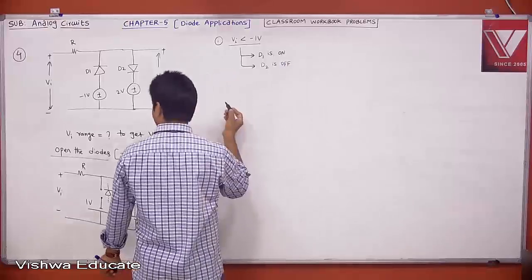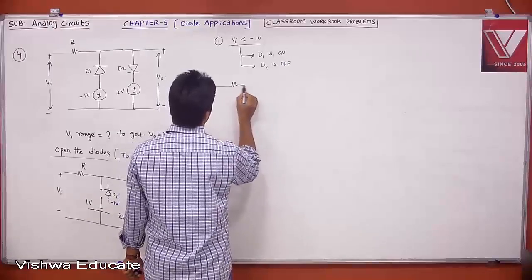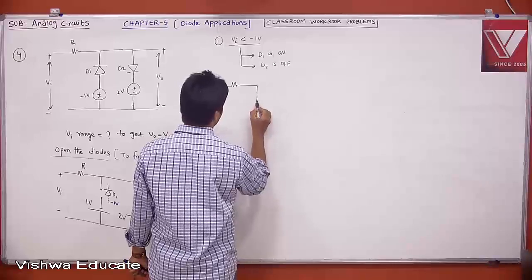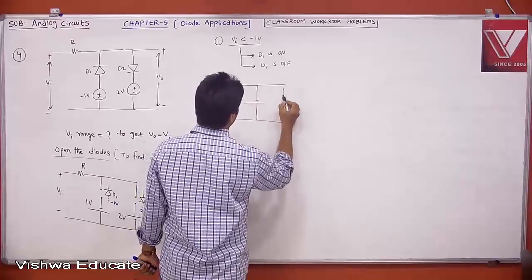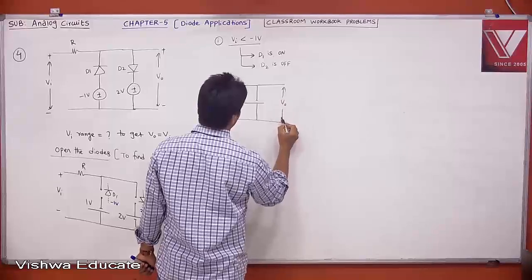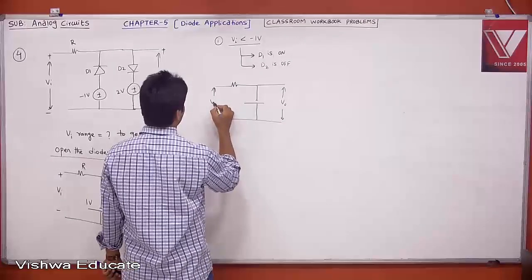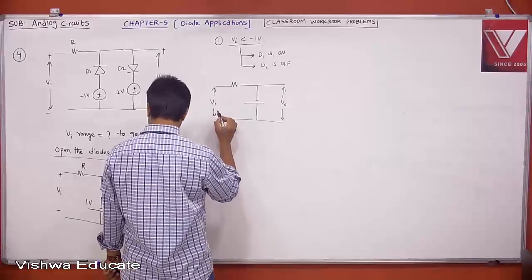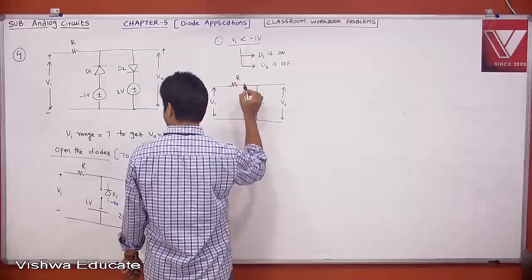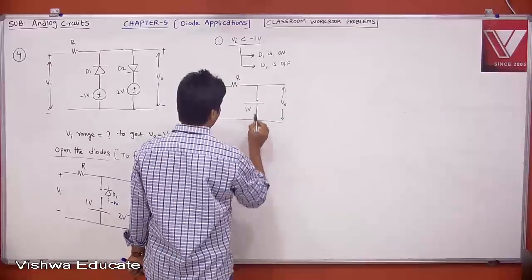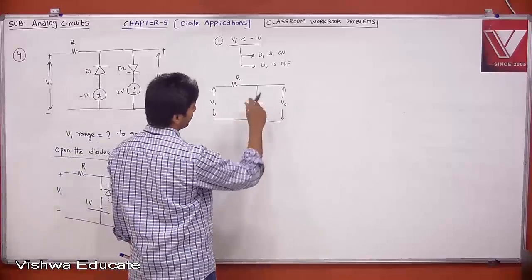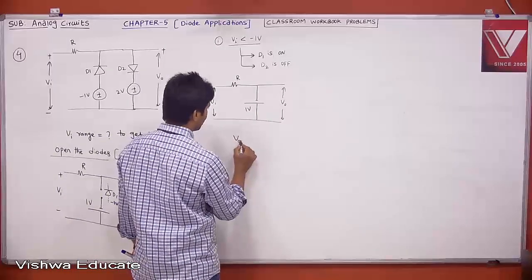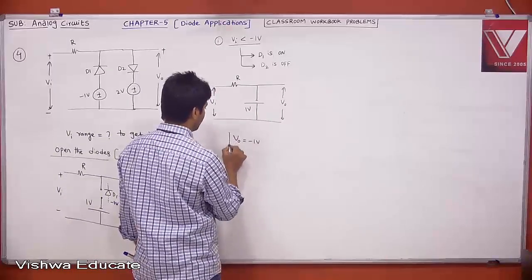Then you take the circuit, you know the status. Your diode D1 is on, this is the battery, and diode D2 is off. Now this is your V naught, this is your Vi, this is your R, and this is your 1 volt. Now tell me what your V naught is. V naught is nothing but the same battery. Therefore V naught is equal to minus 1 volt.